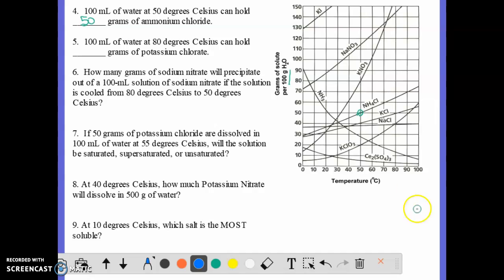100 milliliters at 80 degrees Celsius can hold blank grams of potassium chlorate, KClO3, at 80 degrees. At 80 degrees, our KClO3 line intersects right there, which looks like it's 40 grams, which is a good, easy number. Okay, I'm going to change colors.